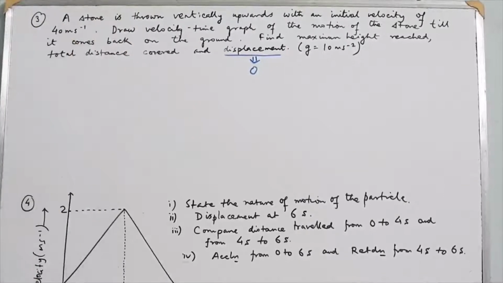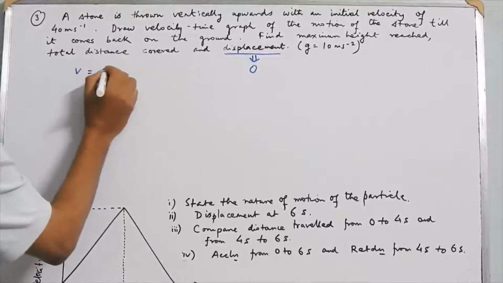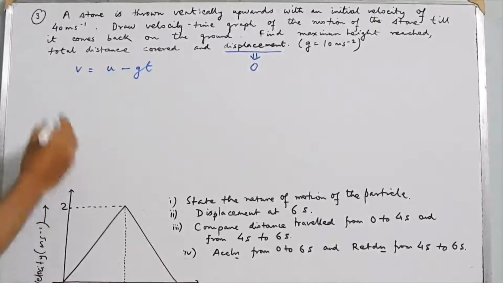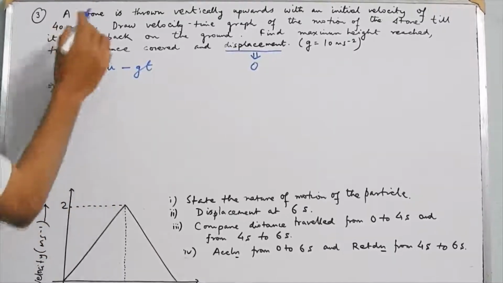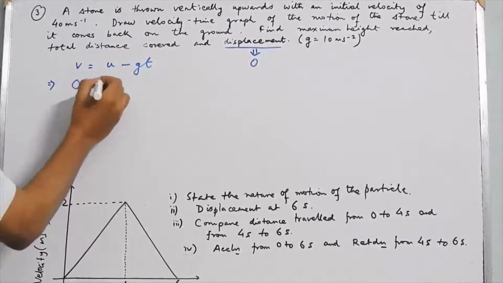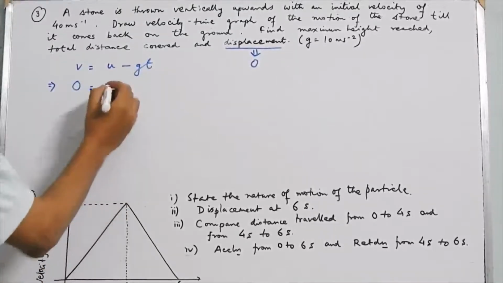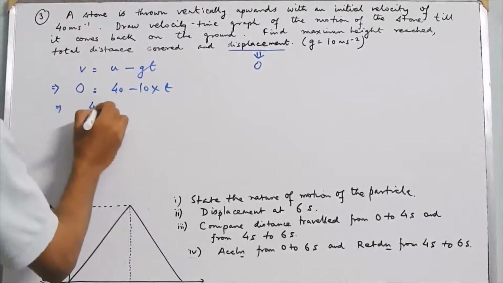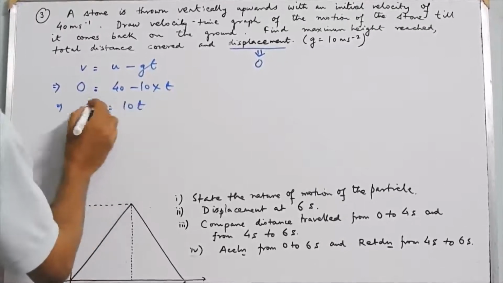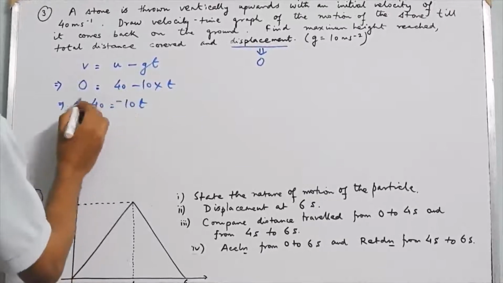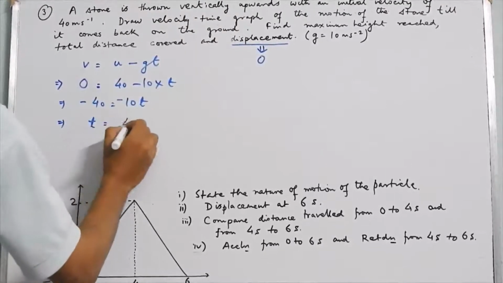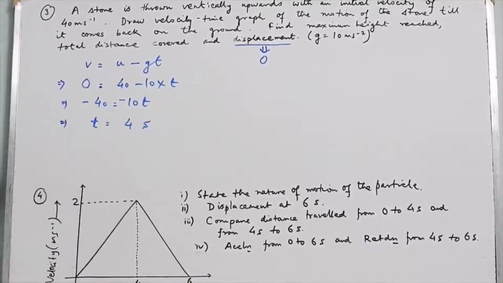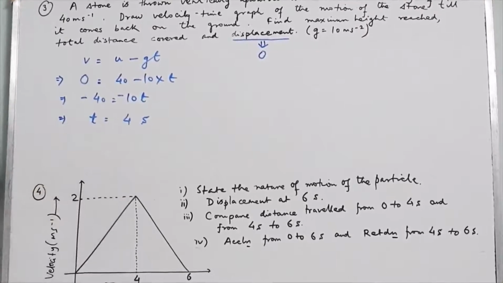So for the first part of the journey, the equation is v equal to u minus gt, because it is a uniformly retarded motion. The initial velocity is u, that is 40 meter per second. The final velocity is 0 when it achieves the maximum height. So that is 40 minus 10 into t, which means 40 equals 10t, minus 40 is minus 10t, minus cancels out, which means t is equal to 4 seconds. So after 4 seconds, the velocity becomes 0, and the body has achieved its maximum height.